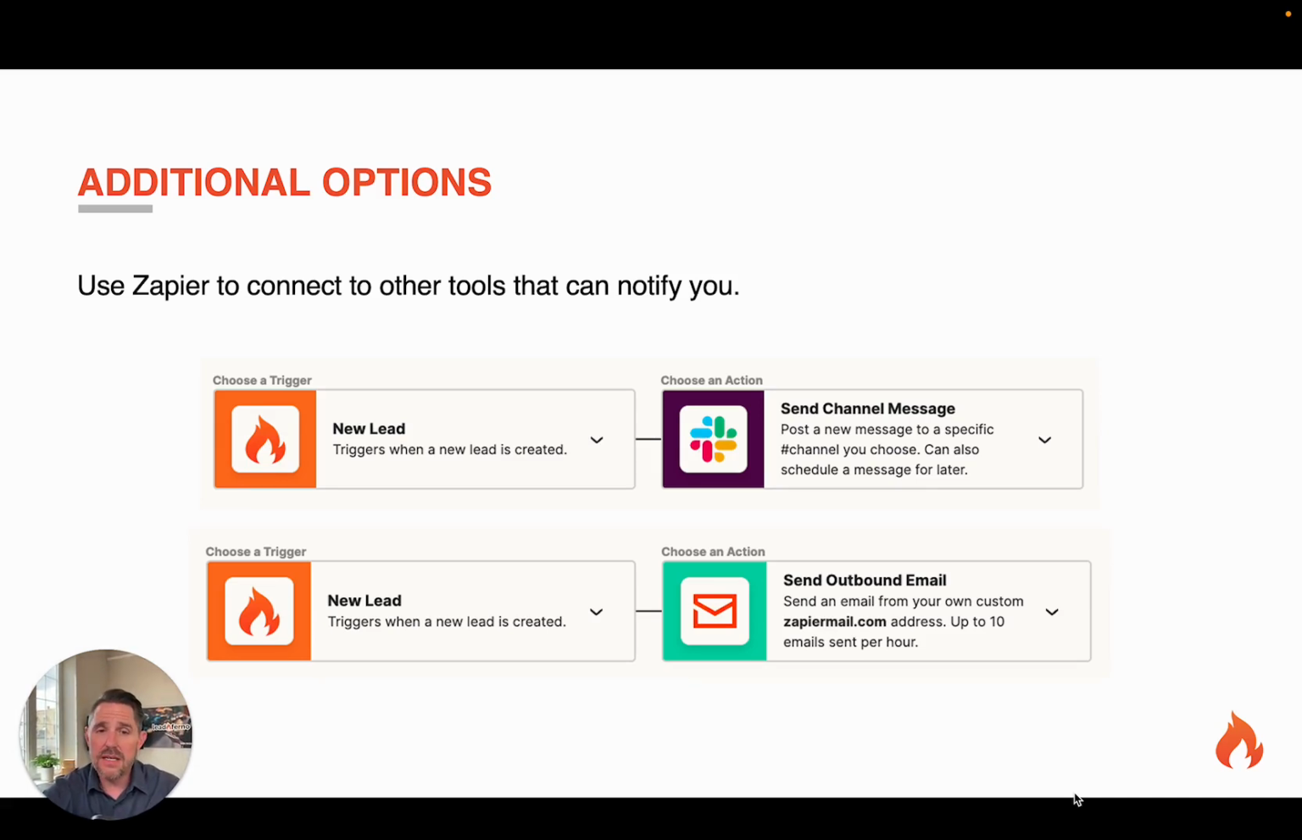Another one would be setting up a new lead to trigger an email to be sent to you. So Zapier has an outbound email zap, so you can connect. So if you get a new lead or a message reply, it will email that information to you. So those are just a couple of the options. Again, with Zapier, you can connect to over 5,000 pieces of software. The options are limitless. These are just a couple of the main options that might make sense.